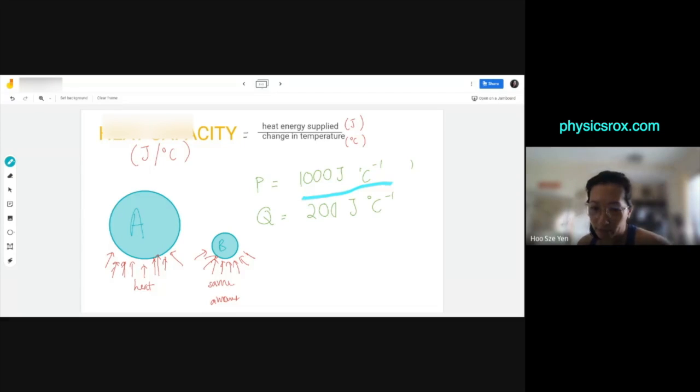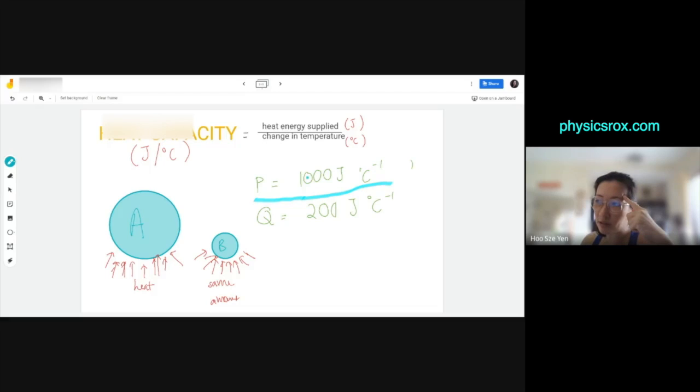It can also be the other way. If there's energy release, then the temperature will drop. But usually that one is a bit harder to understand. So let's talk about the energy increase, then it's easier to understand. So again, you see this number, P equals 1000 joules per degree Celsius, means what? To change the temperature by 1 degree Celsius, there needs to be 1000 joules of energy.